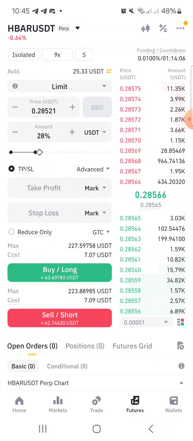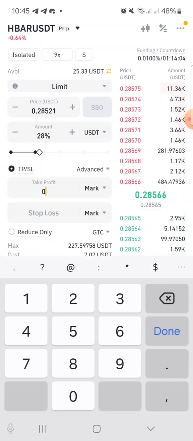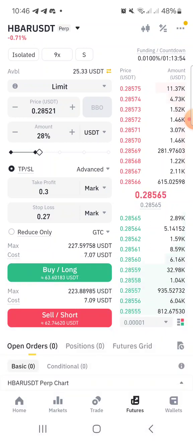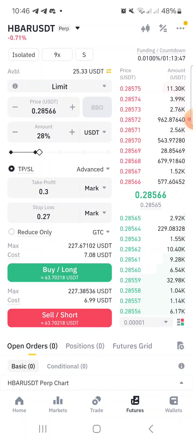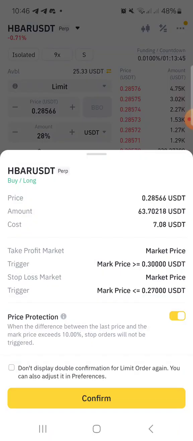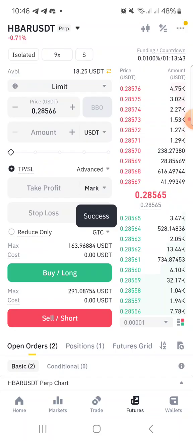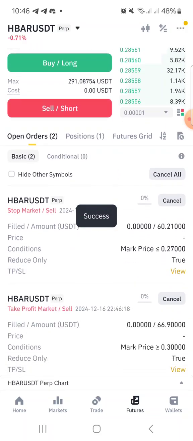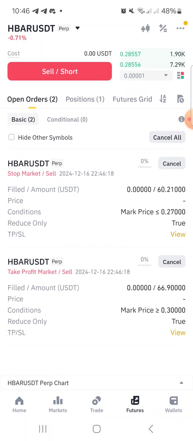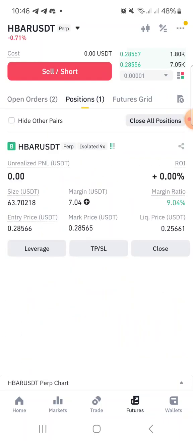So let me drag. I am using $7 now. My take profit is 0.3. My stop loss is 0.27. All right, and I want to enter the market at this price, 66. So long it for me, and I am successful in the market now. I'm successful. This is my position.